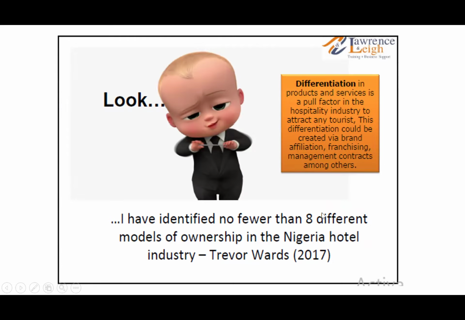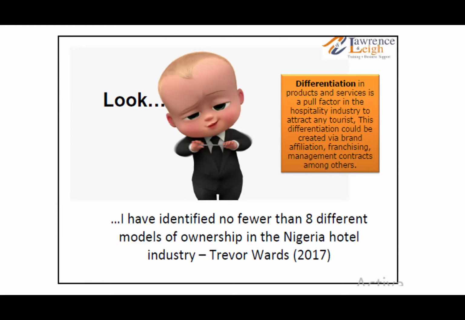So what does the value chain do for our business? The value chain, with the help of hospitality distribution, differentiates our products and services. It makes it a pull factor. Now, those of us who study marketing know there is a push factor and a pull factor when you're trying to market a strategy. Push factor means the organization is the one passing the information to the guests for them to track. But when it comes to distribution, it makes it a pull factor.